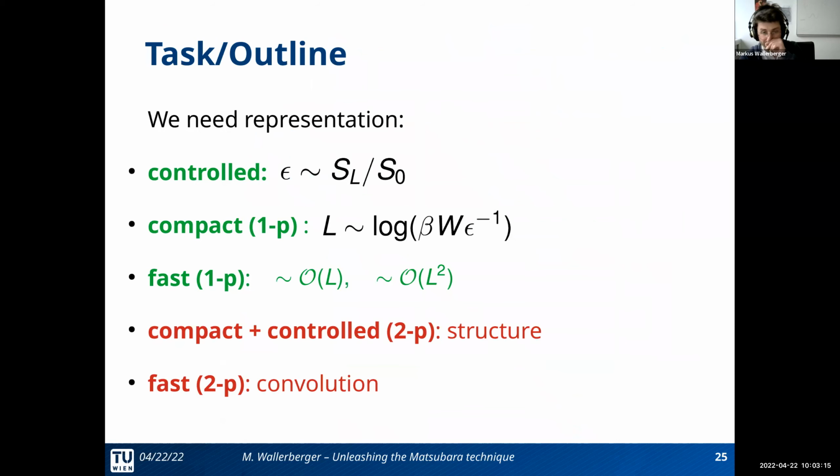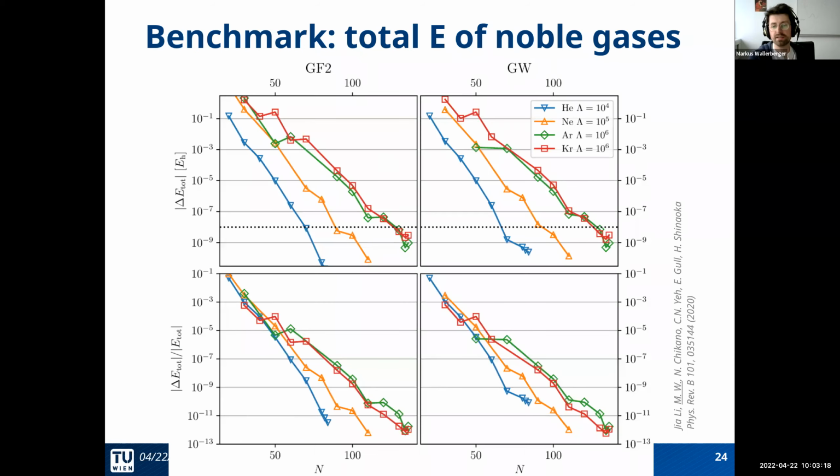Thus we have solved the third problem, that we need fast diagrammatics. From this paper, you can see that by this sort of procedure we can very quickly converge energies to very high levels. That wasn't really possible before. You would need millions of Matsubara frequencies to do this properly, because these are noble gases, which have very deep lying core states. So you have this problem that your bandwidth is very large.